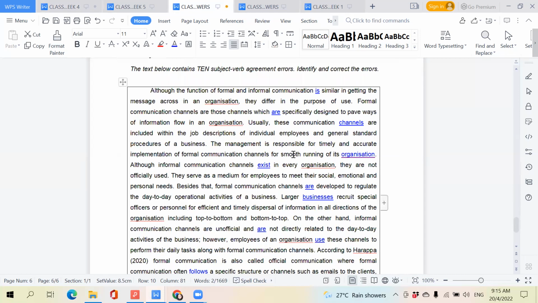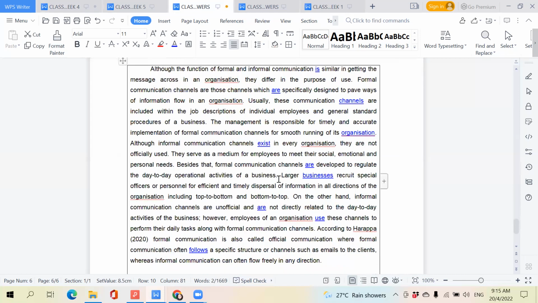After that, the management is responsible for timely and accurate implementation of formal communication channels for smooth running of its organization. Okay, not organizations, organization. Next, although informal communication channels exist. Why exist? This is plural. So plural means plural verb. Okay, in every organization, they are not officially used. They serve as a medium, etc.